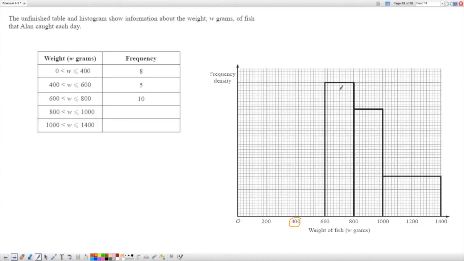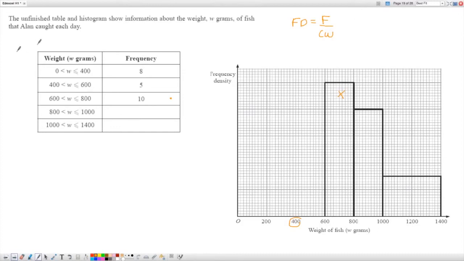But for this one, we have the bar and the frequency. So this is the one we're going to be interested in. This is the one that's going to help us. Our next one, we've got the 2 bars, but we haven't got the frequencies. Before we start any histogram question, we need to remember that frequency density is equal to frequency divided by class width.